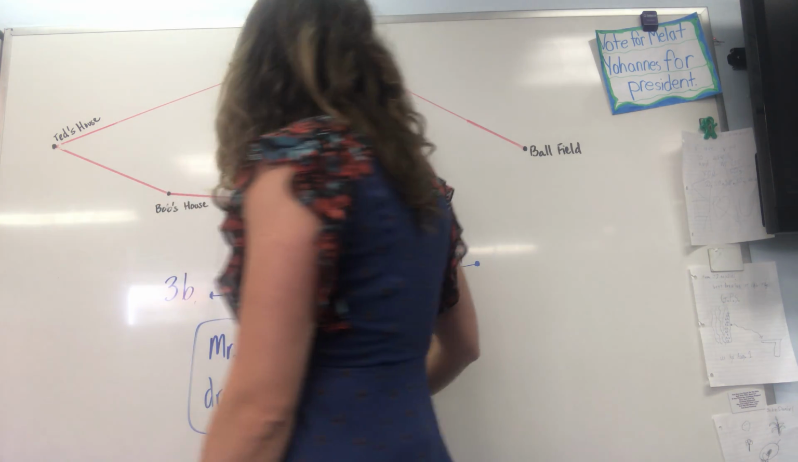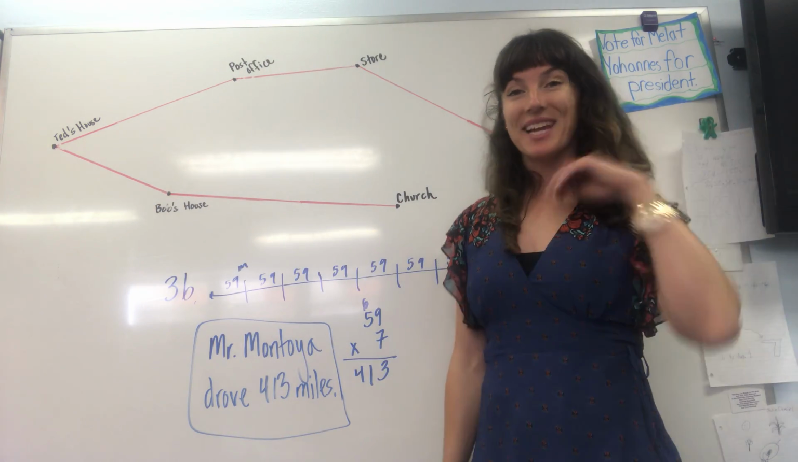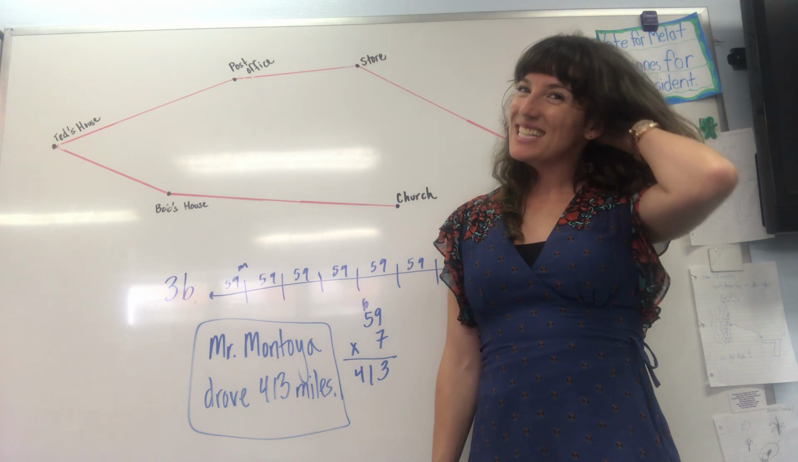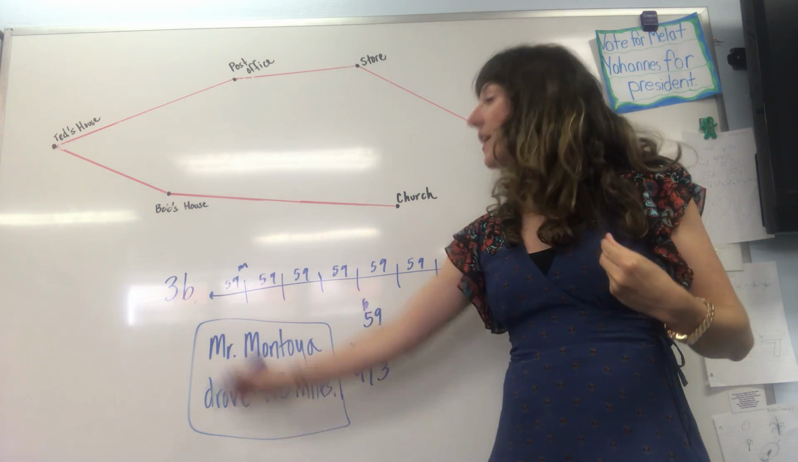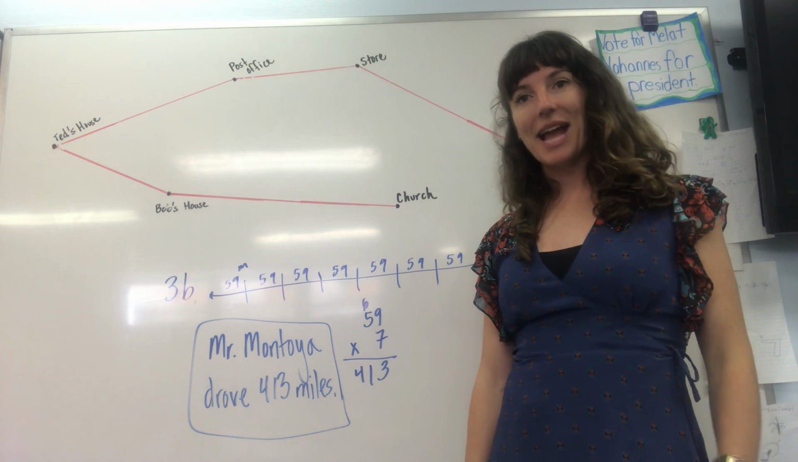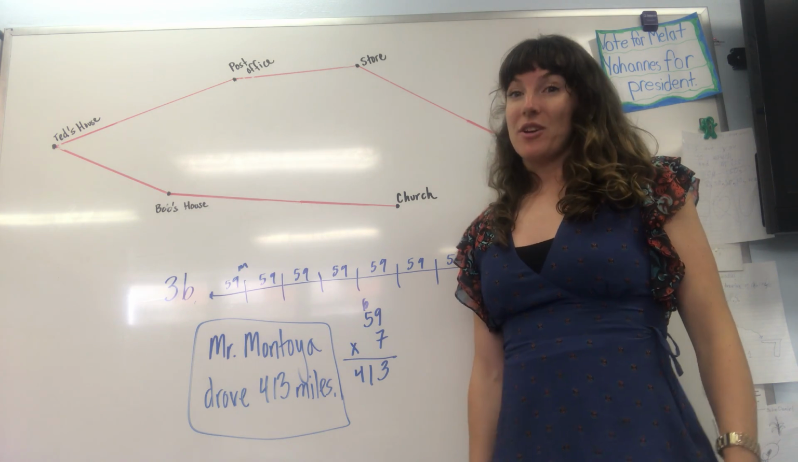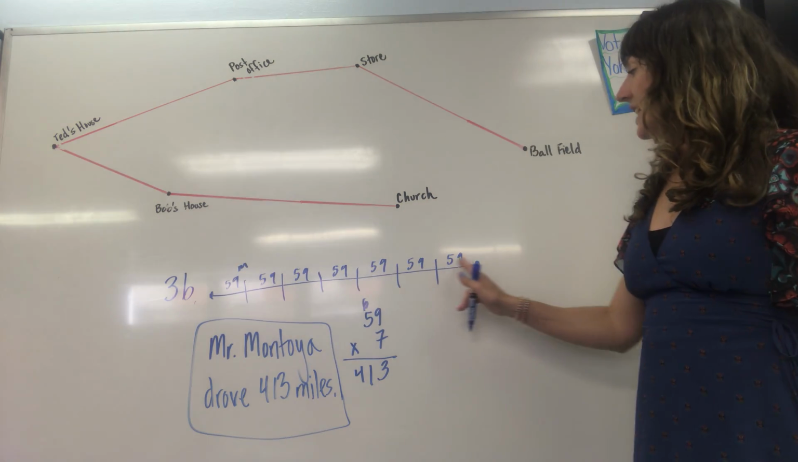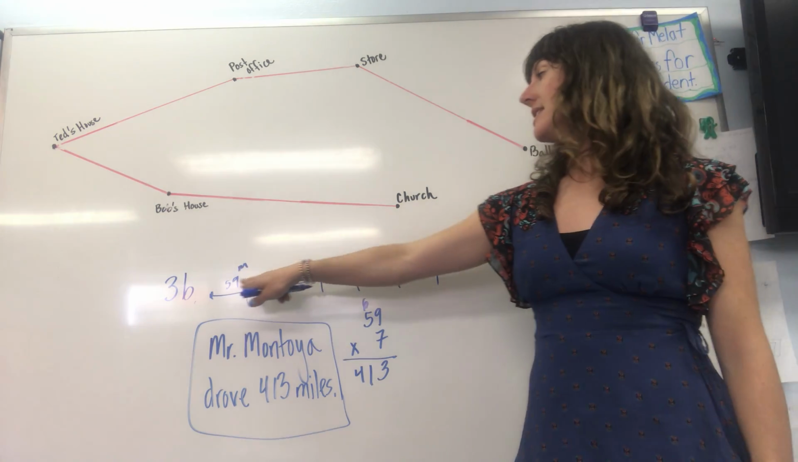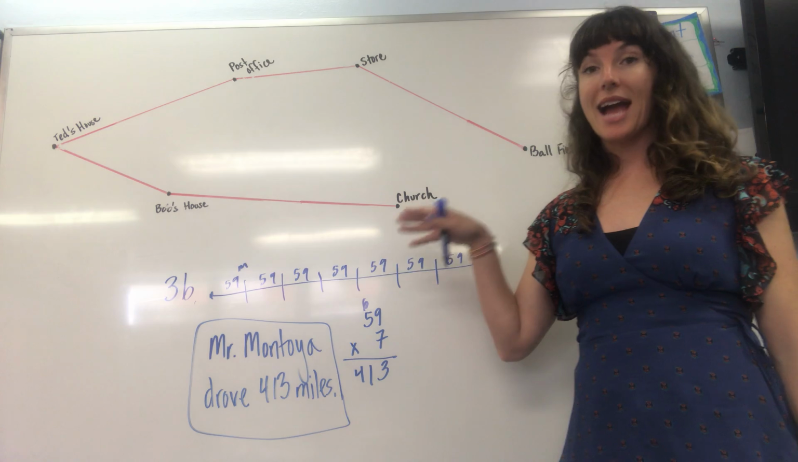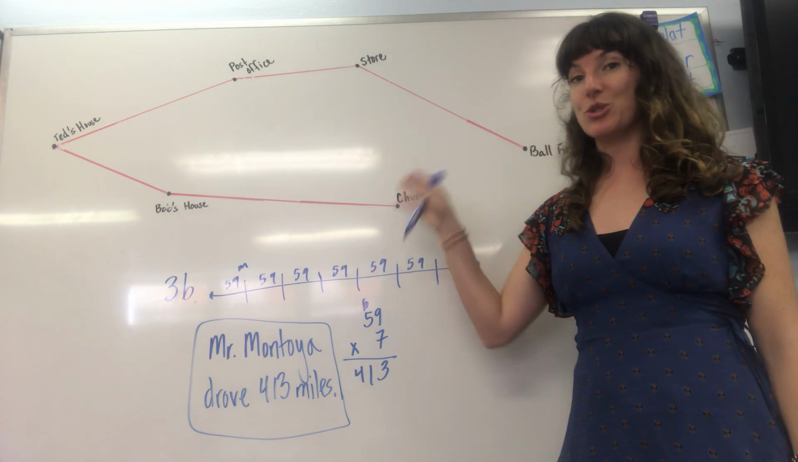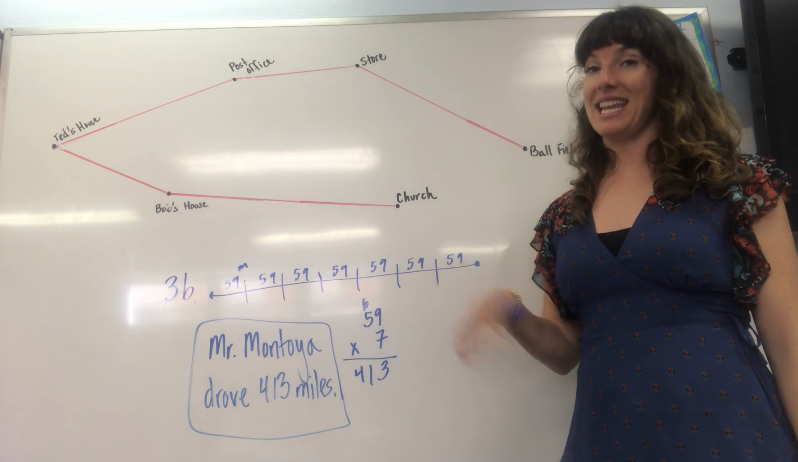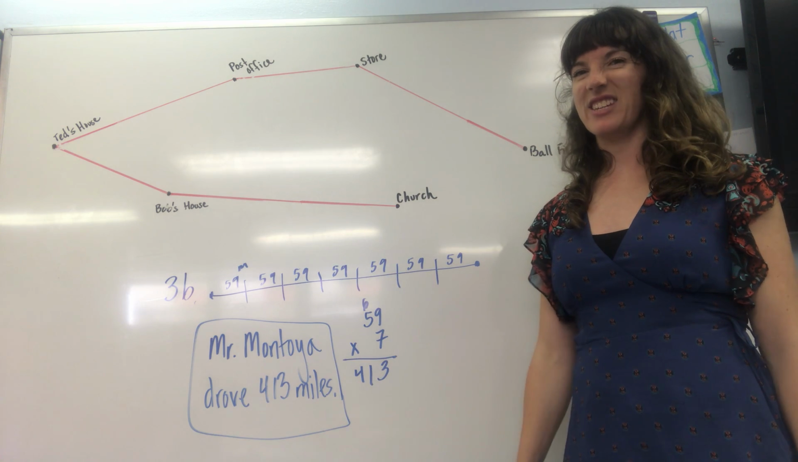Give that a beautiful circle or square, or whatever you'd like to do, as long as the reader knows this is the final answer. Okay? Mr. Montoya went a very far distance. The point is, these are each hours, and this is how far he drove per hour. Every single hour he drove 59 miles, and he went for 7 hours, so that's how you do that.